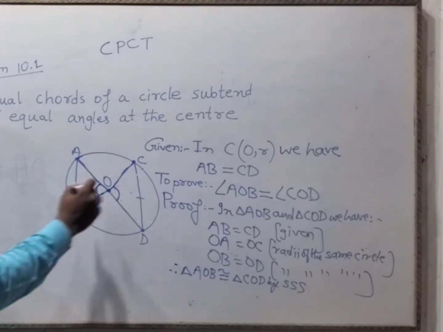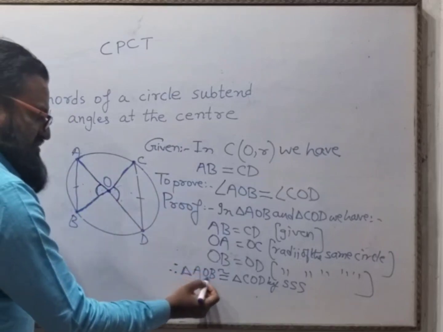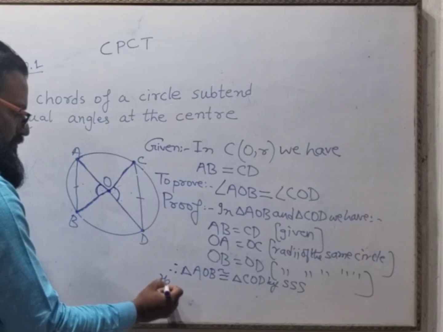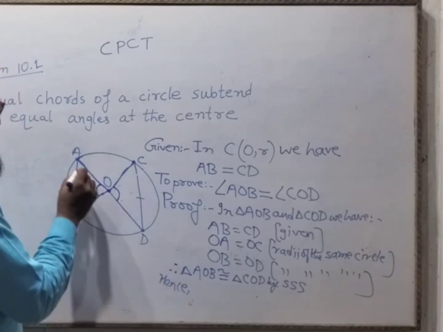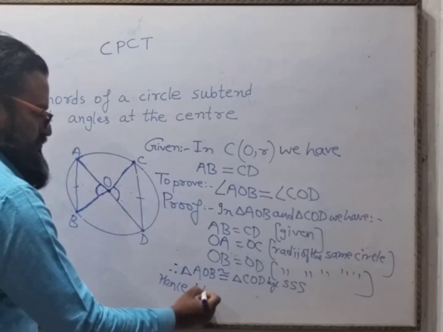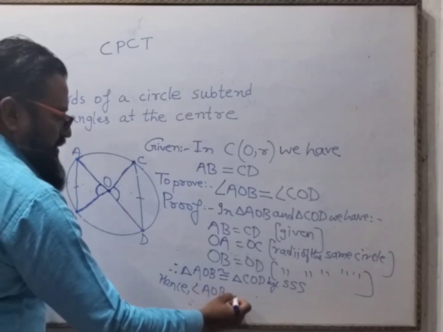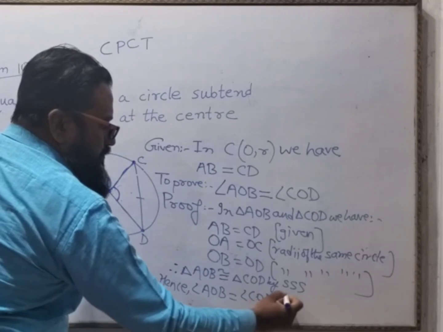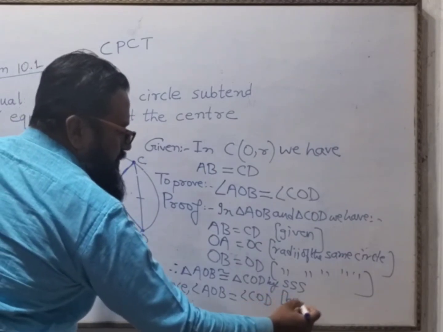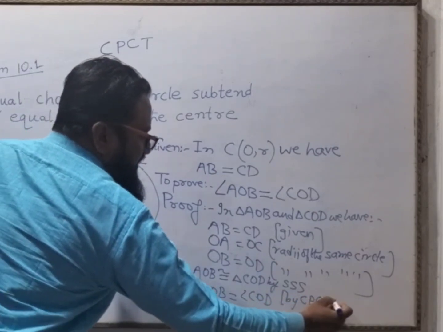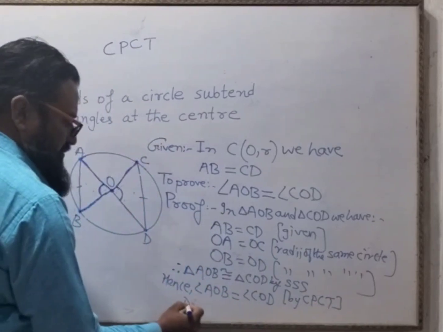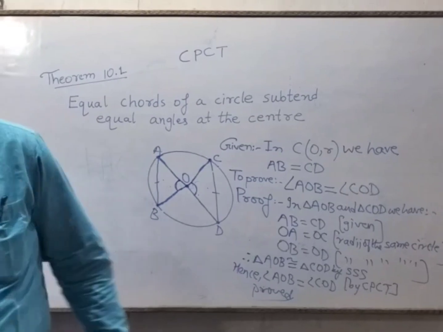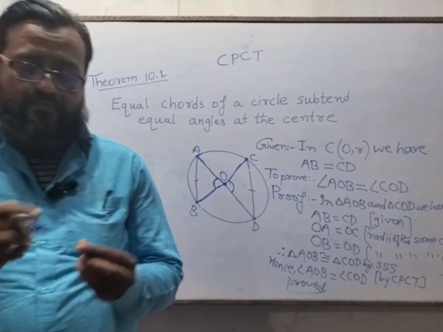Okay. Now we can say because these triangles are congruent, therefore this angle, angle AOB, will be equal to this angle COD. Why? By CPCT. Now we have proved the given situation. Okay.